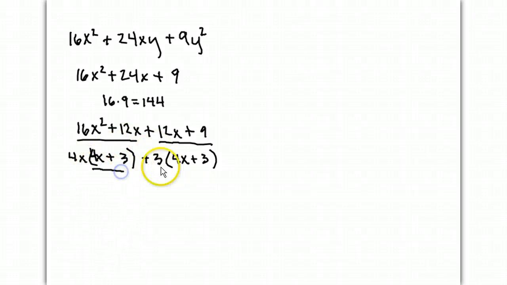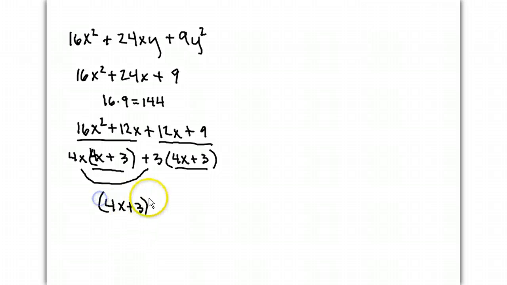So since these parentheses match, I can put this together, and I have 4x plus 3, and then I bring down the 4x plus 3 that's in the other two parentheses. And so my answer is 4x plus 3 times 4x plus 3. So if you saw this, it would actually look like a 4x plus 3 to the second power.